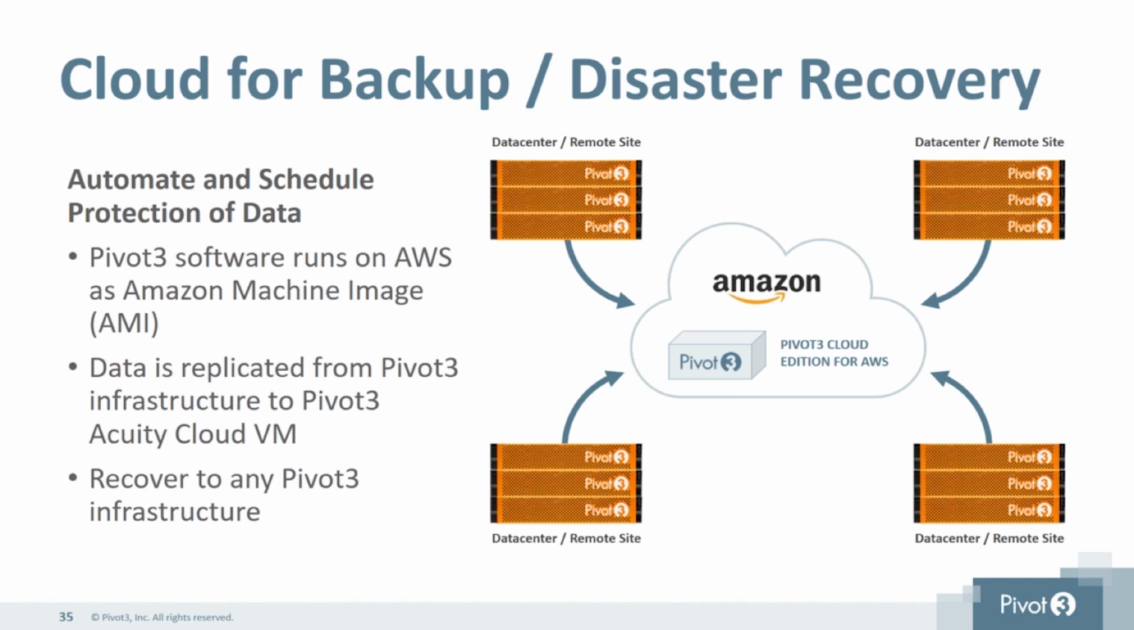So really a large milestone for Pivot 3. What this does is integrate with our snapshot and replication technology so that you can now use AWS as a backup target. You control all of this through the Pivot 3 management interface. You just select the Pivot 3 Cloud Edition for AWS as your target. It'll be running as an Amazon machine image there, and then you can replicate data from Pivot 3 to there, and then recover back to any Pivot 3 infrastructure.